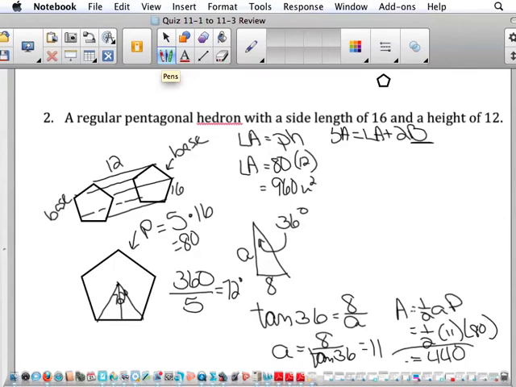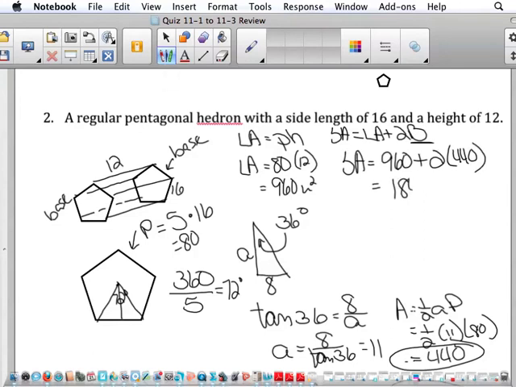440. So I'll substitute that value in for B. My surface area is equal to 960 plus 2 times 440. That gives me a total surface area of 1,840 units squared. Okay, so don't be confused by the words. Remember, the height, whether it's oriented vertically or horizontally, is the perpendicular height. It's perpendicular to the base.